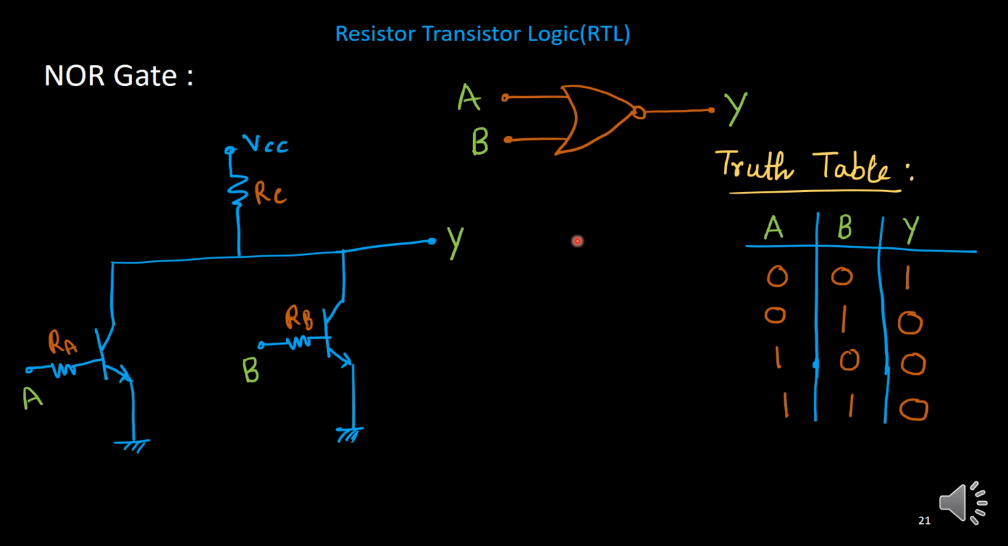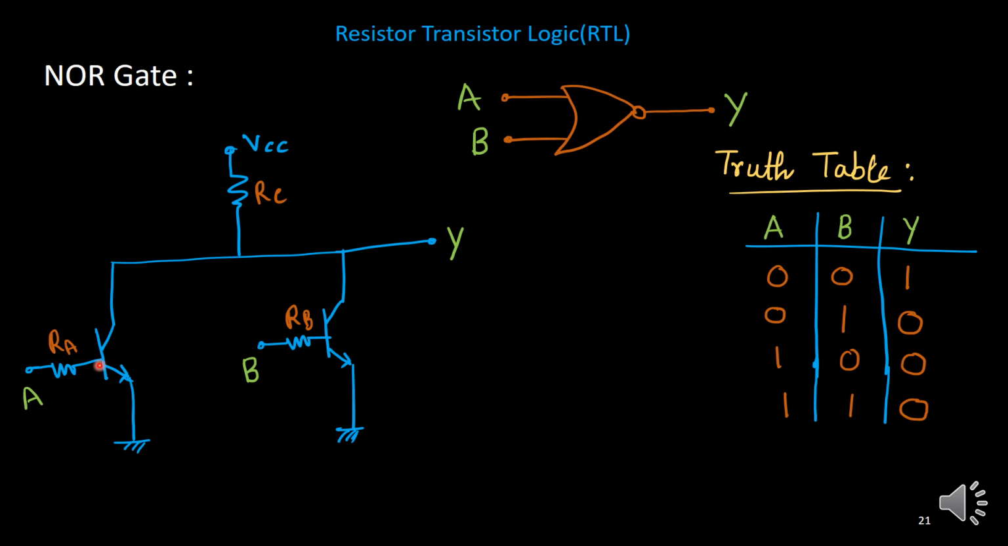So, very simple circuit. Earlier we had only one transistor. Now if I have two inputs, I need two transistors, but these two transistors should be connected in parallel, and then from VCC to these transistors, this resistor RC is connected. We will be taking output from this end. This is your output end. This is the input A. This is the input B.